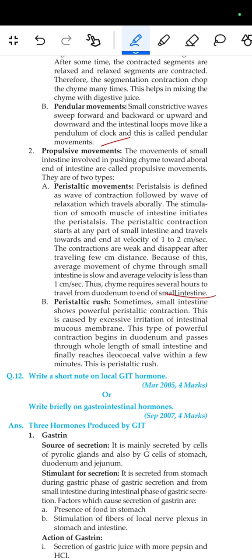Peristaltic rush. Sometimes the small intestine shows a powerful peristaltic contraction. This is caused by excessive irritation of the intestinal mucous membrane. This type of powerful contraction begins in the duodenum and passes through the whole length of the small intestine and finally reaches the ileocecal valve within a few minutes. This is known as the peristaltic rush.